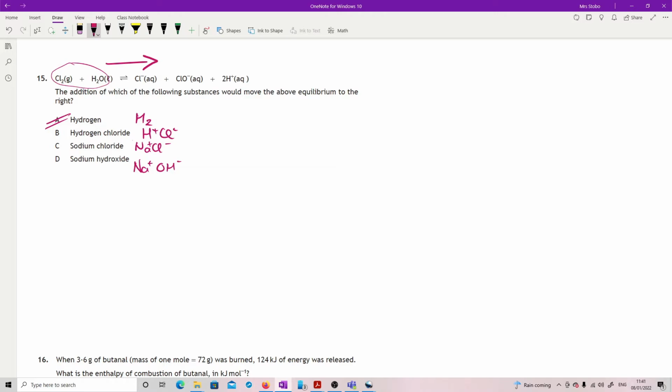Hydrogen chloride. So let's look at what that's doing to this equilibrium. Here's chloride here, and here's hydrogen. So if I dump in this, I'm basically beefing up the right-hand side. So what is the equilibrium going to do? It's going to try and remove them, so it's going to massively shift to the left, wrong way. Sodium chloride, same deal. I'm adding in chloride, so it's going to shift it the wrong way.